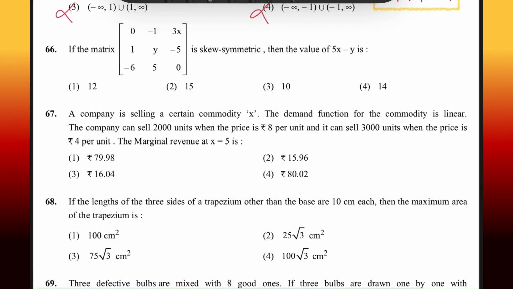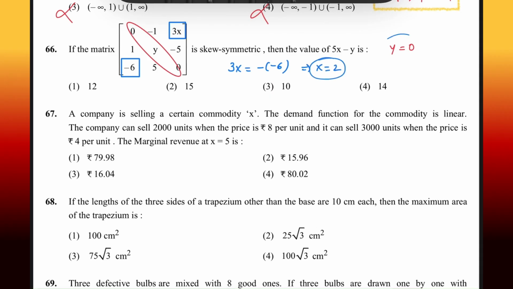So that's how you need to solve this inequality in the question paper. Moving on to question number 66. If this matrix is skew symmetric, then the diagonal entries must be 0, right? So y should be 0. And then the value of 3x should be the negative of minus x. So you have 3x equals minus of minus x, which means x should be 2. So I have x equals 2, y equals 0.